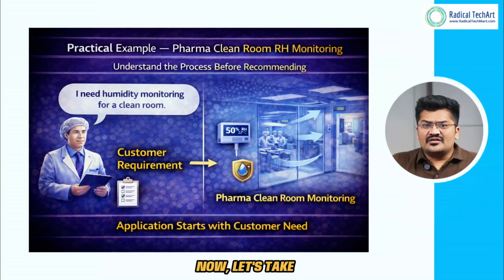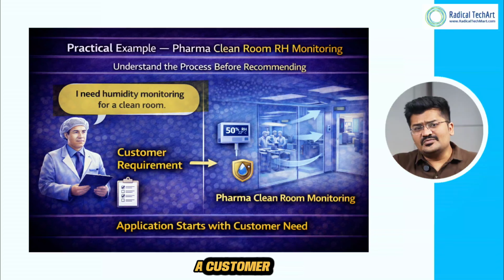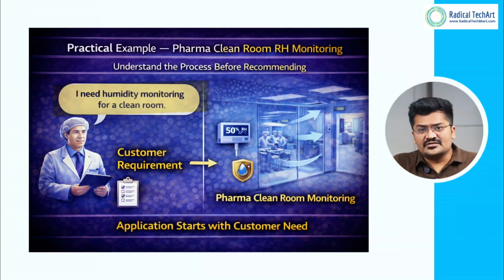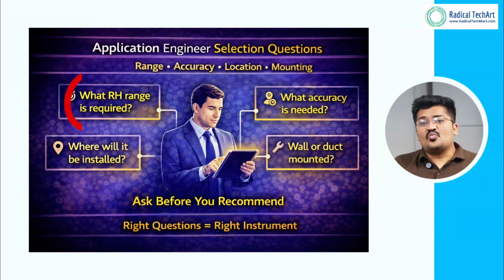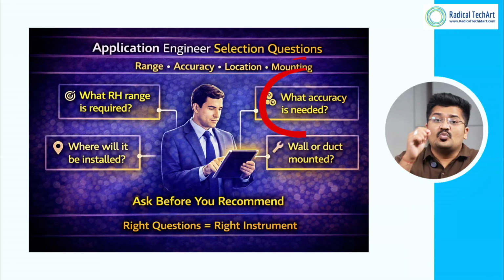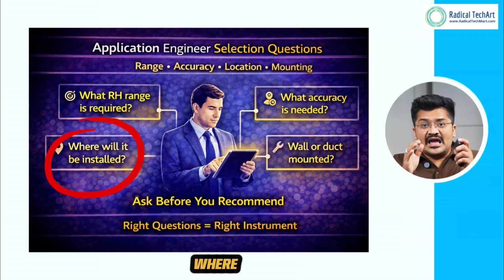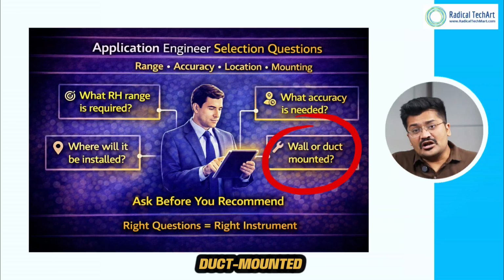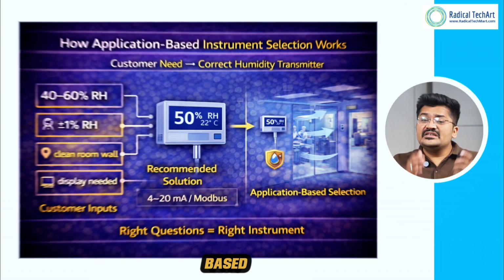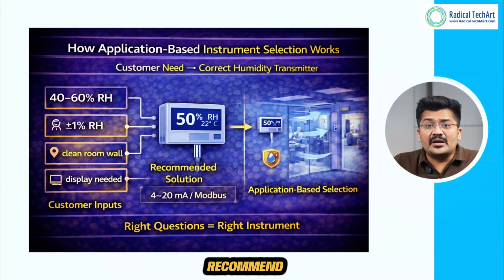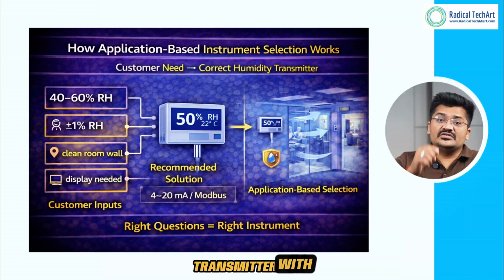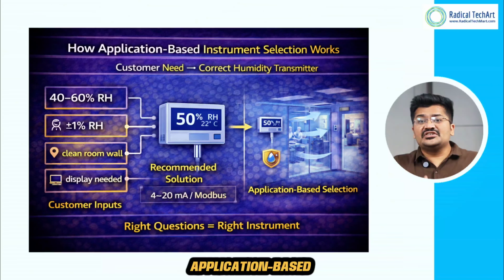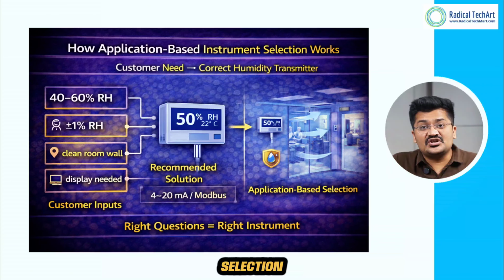Now let's take a very real example. A customer says, I need humidity monitoring for a pharmaceutical clean room plant. Now you should ask here, what is the RH range required? What accuracy is needed? Where will the sensor be installed? Wall-mounted or duct-mounted version do you need? Based on this information, you can recommend a suitable humidity transmitter with display or analog output. This is how application-based instrument selection works.